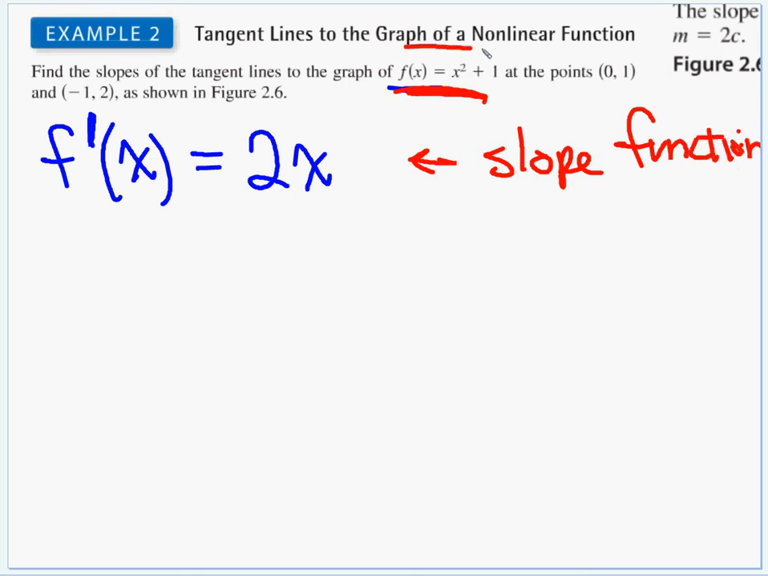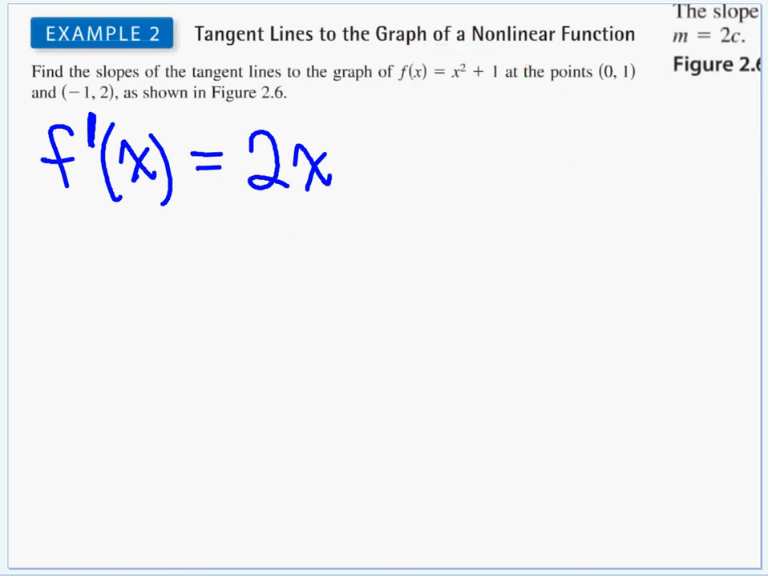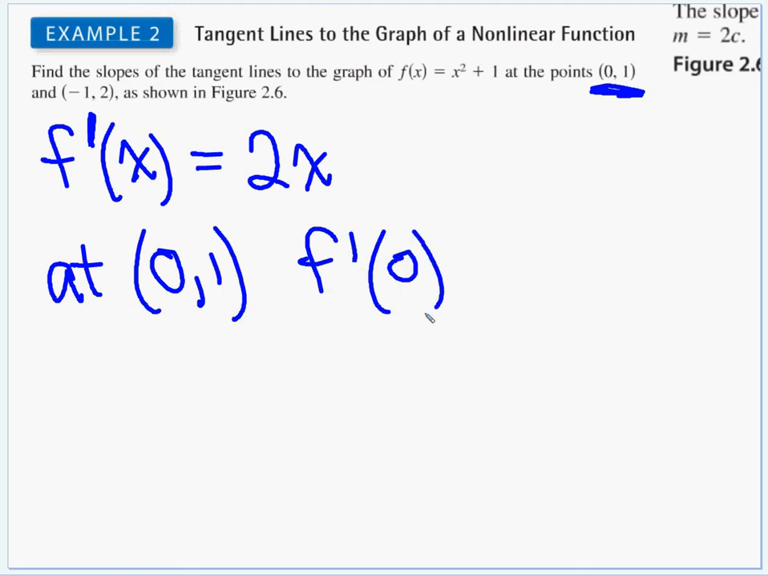Again, the original function was a position function: x values go in, y values come out. This is a slope function: x values go in and slopes come out. Now, if we think back to the start of this problem, they asked us to find the slope at the point 0, 1. At 0, 1, f prime of 0 would be 2 times 0.